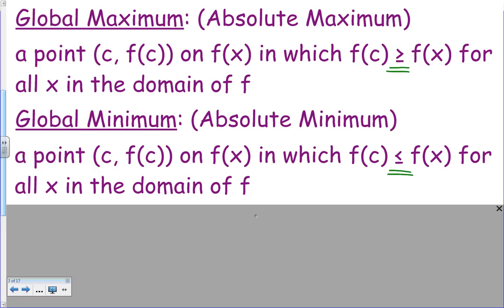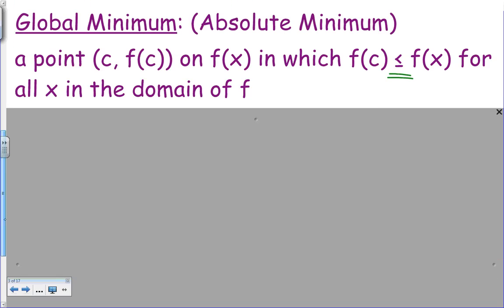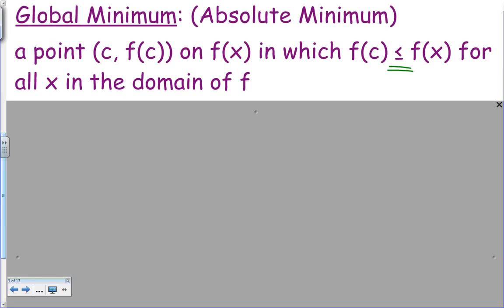And basically what you can do, we'll see a sketch of this in a second, once you find all of your relative maximums and your relative minimums, if you go through and find the largest of those, that's your global maximum. If you find the smallest of those, that's your global minimum. All right, so let's take a look at a sketch of a function here.